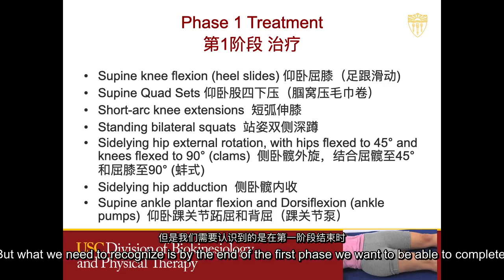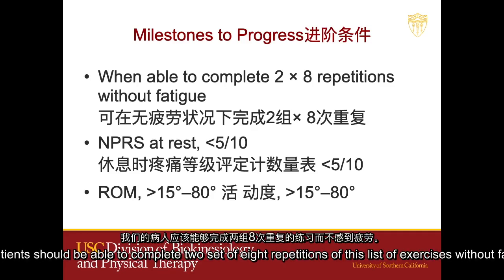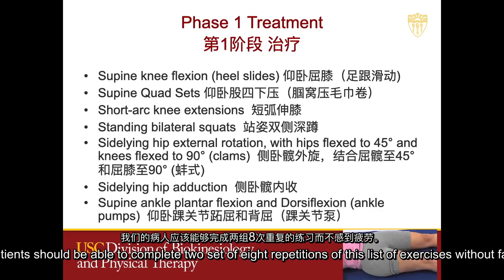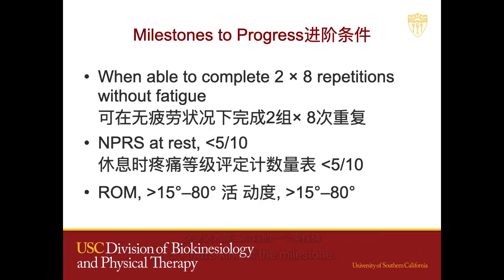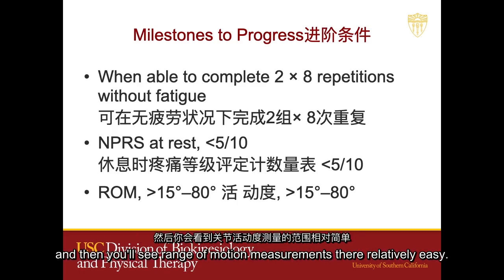But what we need to recognize is by the end of the first phase, our patient should be able to complete 2 sets of 8 repetitions of this list of exercises without fatigue. So that's kind of the milestone to move on to the second phase. They also should be able to report less than 5 out of 10 pain. And then you'll see range of motion measurements.